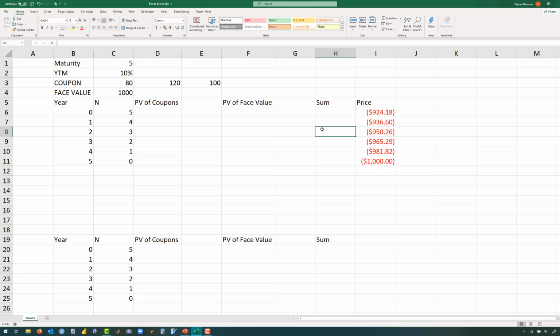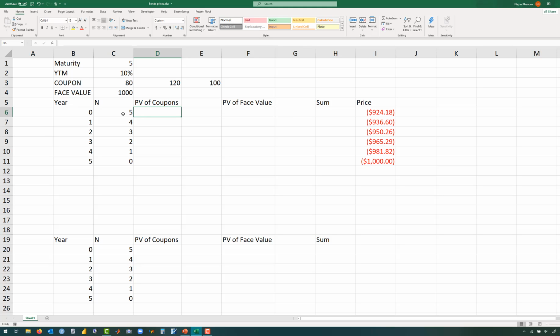Let's try to understand why this is happening. To understand that, we're going to split this up. We're now going to look at the present value of the coupons separately and the present value of the face value separately, so we can see what is happening with the coupon payments and what's happening with the face value. When you're holding a bond like this, you're receiving payments on two ends. One, you're receiving coupon payments, that's one benefit of holding this bond. And the other benefit is the face value, the 1,000 that you're going to receive at the end of the bond's maturity.